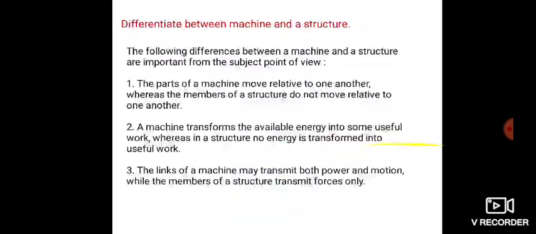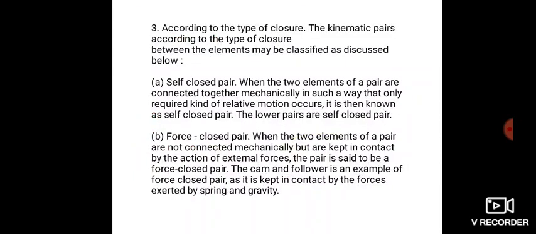Then fourth difference, and these are the only differences we are having. Okay, so this may be asked for 5 marks.